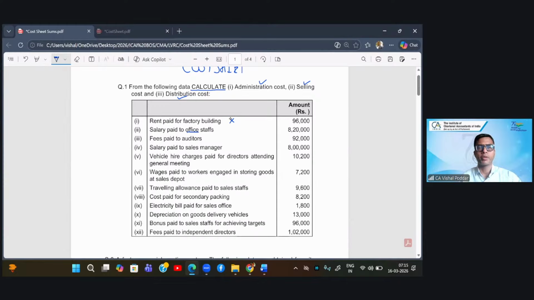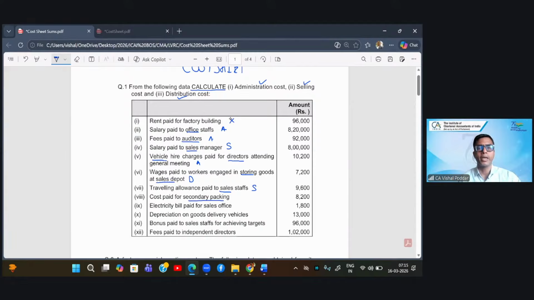Salary paid to office staff. This will be administration. To auditors, this will be administration. To sales manager, this will be selling. Vehicles have been taken on hire for directors meetings. So again, this is administration. Then wages paid to workers engaged in storing goods at sales depot. So this is related to distribution because cost related to sales depots is the distribution cost. Then traveling allowance paid to sales staff. So it will be selling cost.